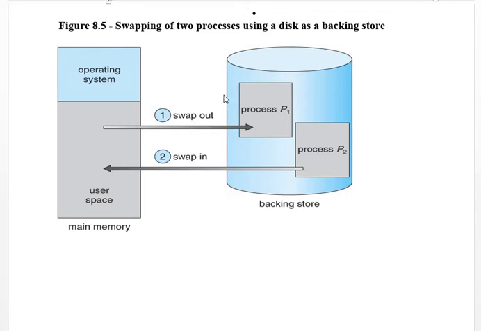So the processes will be stored in the secondary disk or the backing store, and whenever that process is scheduled for execution, it is brought into the main memory. Once the execution of the process is completed, it is again removed from the main memory and brought back to the backing store. That is known as the swap out.